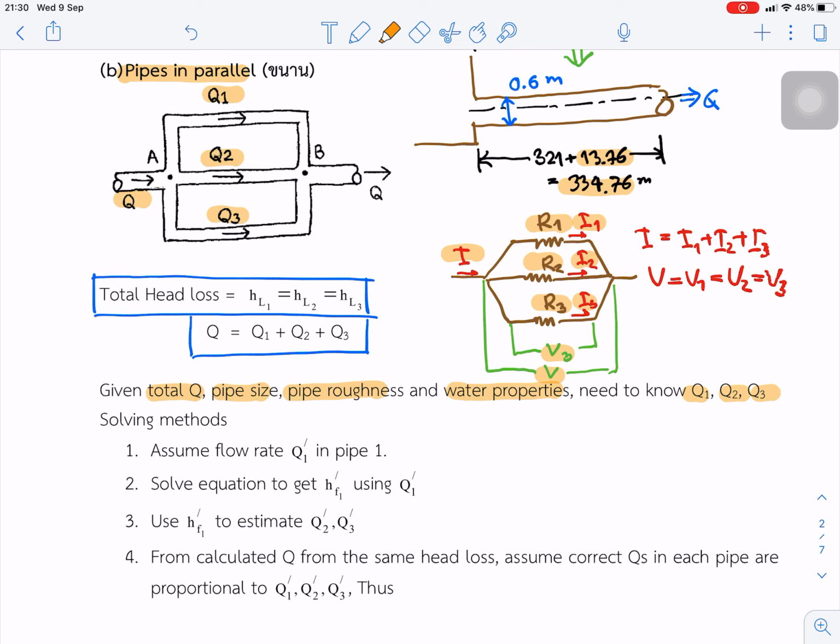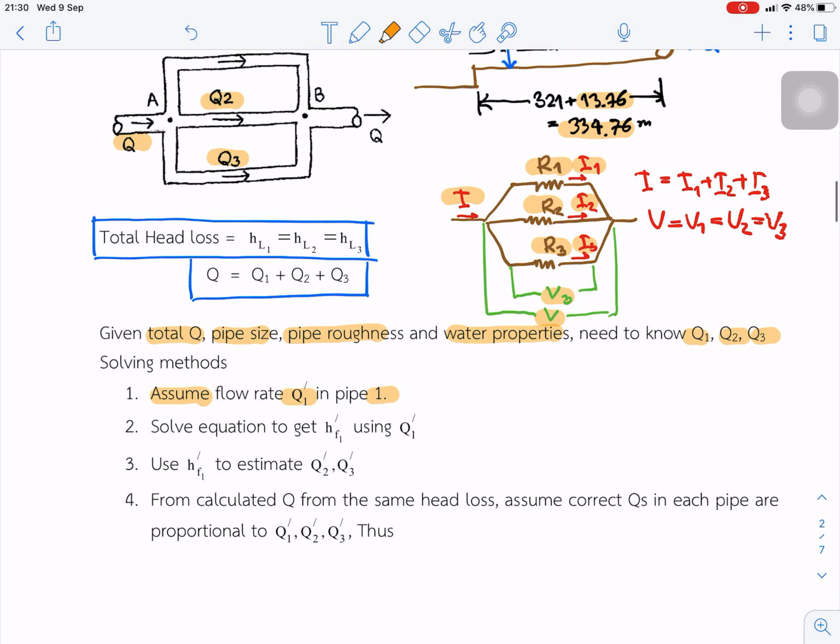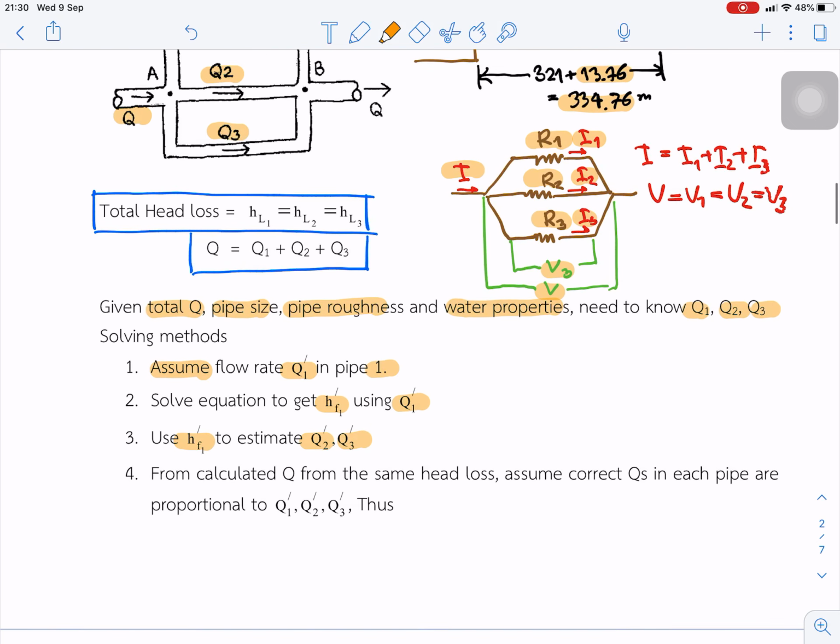We start by assuming that the flow rate Q1 prime for pipe 1 is not correct, but it's just an assumption. And next we solve the equation to get the head loss for Q1 prime. And because head loss is equal between each pipe, we use the head loss for pipe 1 to estimate Q2 prime and Q3 prime, calculating Q from the same head loss.